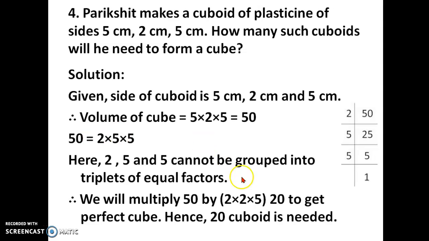So two 2s, 2 into 2, and one 5 is missing. So one 5. Okay, so 2 into 2 is 4, 4 fives are 20. So if you multiply 50 with 20, we will get a perfect cube. Okay, so the number you are multiplying by is how many cuboids are needed. So 20 cuboids are needed to make a cube out of the cuboid with which he was first having.